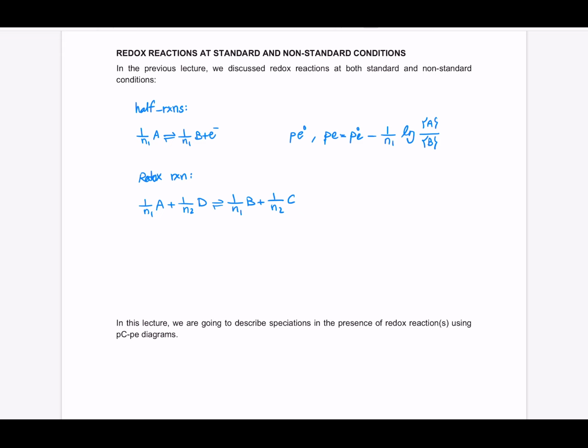And we mentioned that if it is a standard redox reaction, then we could relate the standard electron activity of the reaction to the individual oxidation and the reduction. So this is all about the standard condition again. For non-standard, it relates to the standard condition plus the reaction quotient.